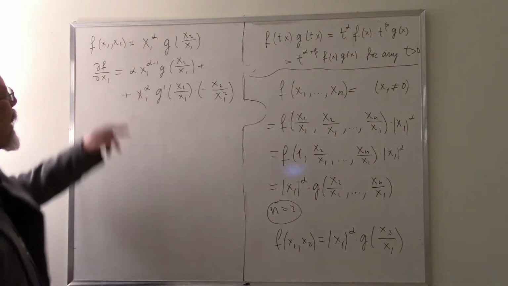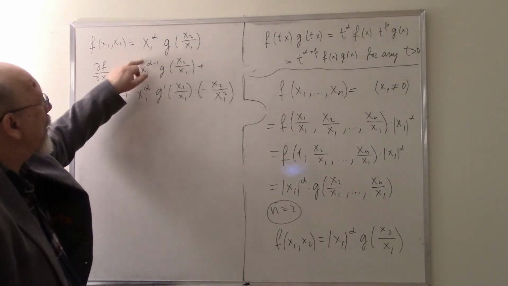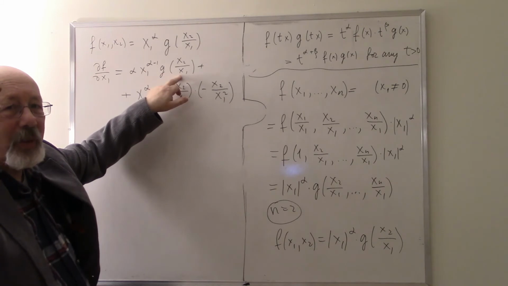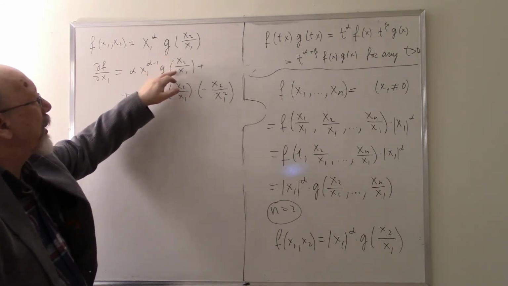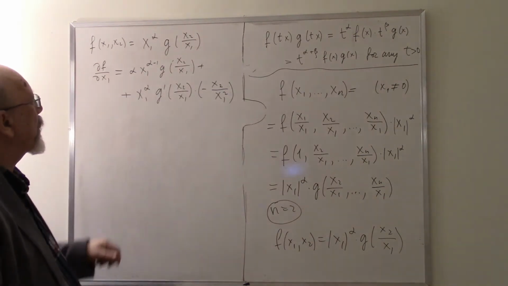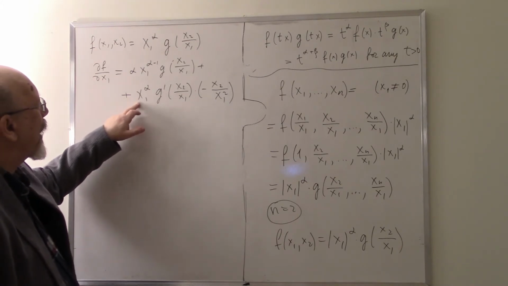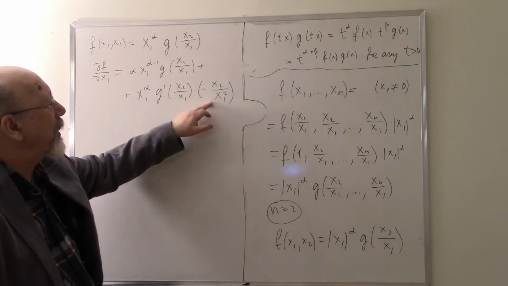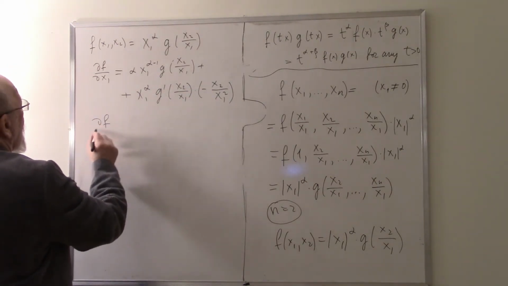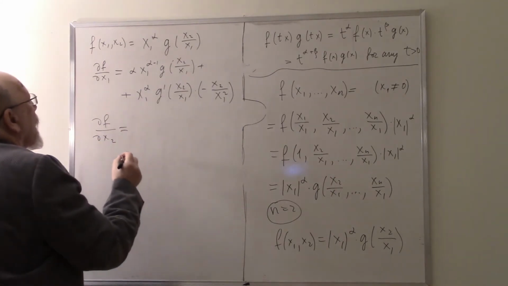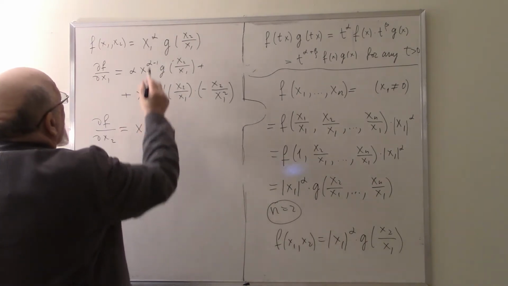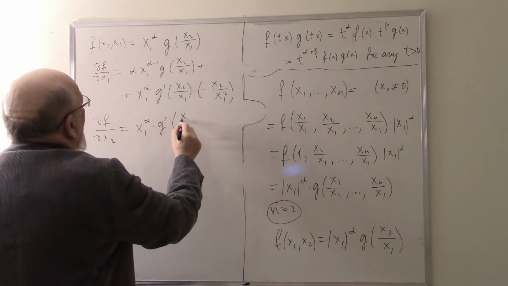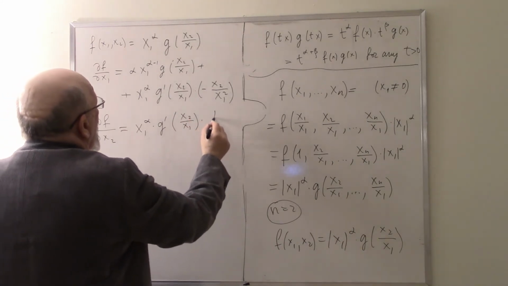And now let us look. This function, x1 to the power alpha minus 1, is homogeneous of order alpha minus 1, and this function is homogeneous of order 0, because it depends on x2 over x1. If you multiply both by any t, the fraction will not change. Here, this function is homogeneous of order alpha, this of order 0, and this of order minus 1, because here x2 and here x1 squared. Now df/dx2 equals x1 to the alpha, which does not depend on x2, times g prime of x2 over x1 times 1 divided by x1.